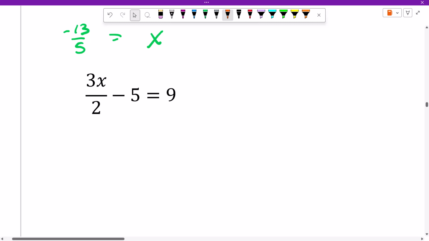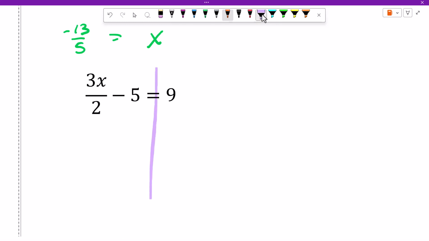Okay, split at the equal sign. Now we have 3 numbers we're trying to get rid of. Right, cover up the side that doesn't have the letter. 3, 2, and a 5. Which one goes first? The 5, the constant, not attached to the variable. Add or subtract to get rid of that 5?